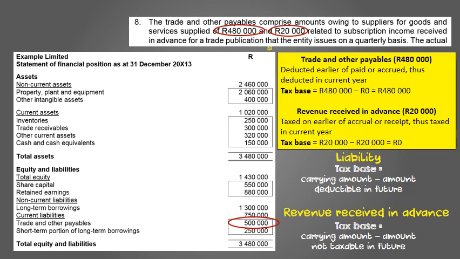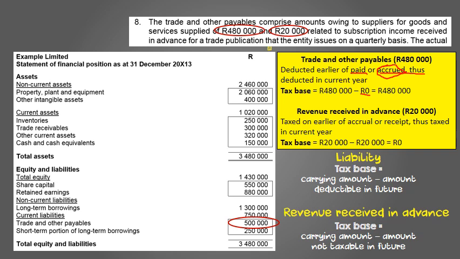For trade and other payables, the 480,000, we know that these expenses would have been deducted at the earlier of when it was paid or when it had accrued. Therefore, these amounts that we owe to the suppliers have already accrued and have already been deducted in the current year. The amount that will be deductible in future, therefore, is 0. The tax base is the carrying amount of 480,000 less 0.